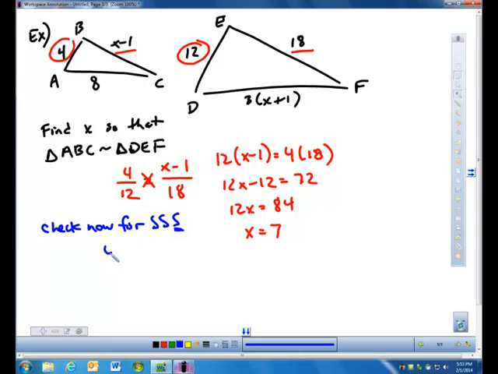So again, I'll go back to my original ratio, 4 is to 12, as 8 is to, and I'll just distribute that out, 3x plus 3. It'll be a little bit easier instead of having to distribute and then distribute again. Just kind of get rid of those parentheses there to start.